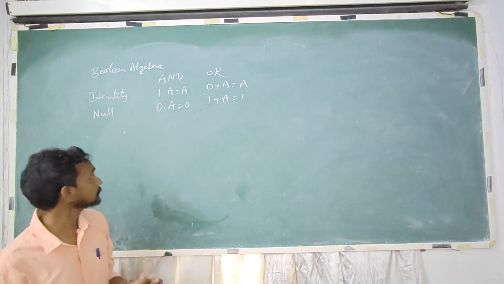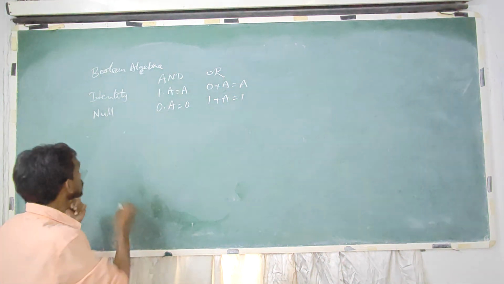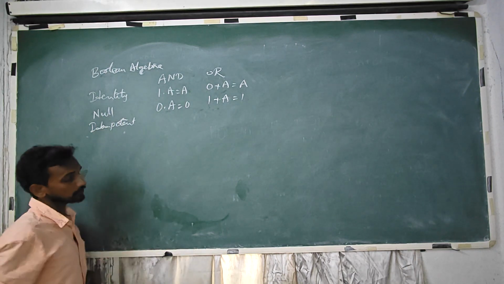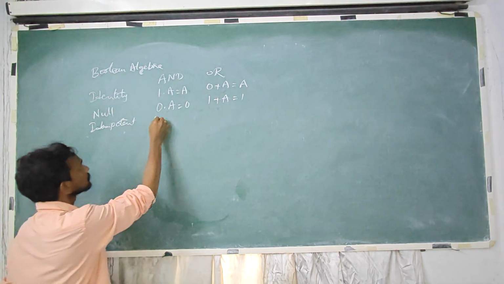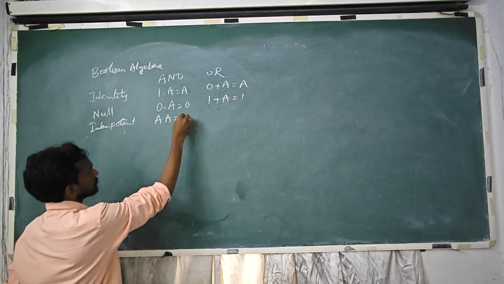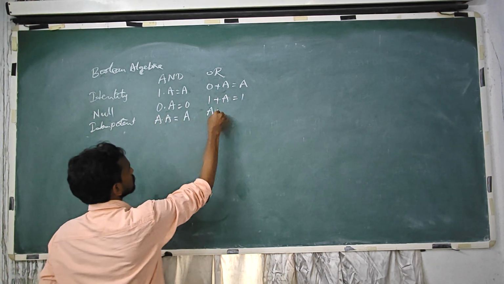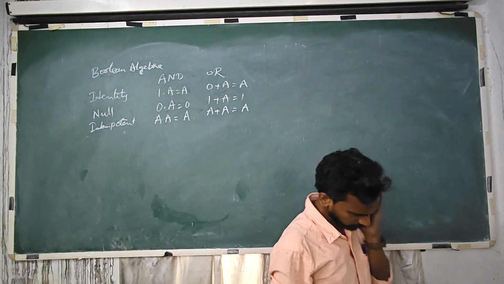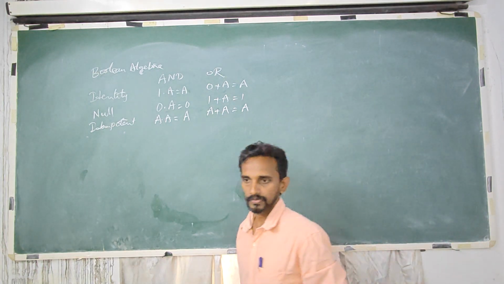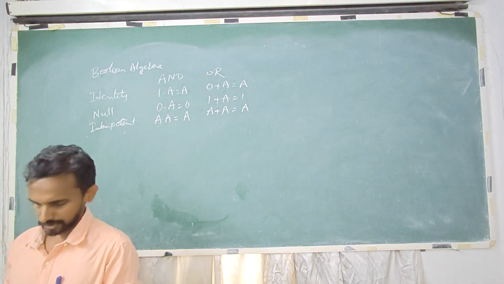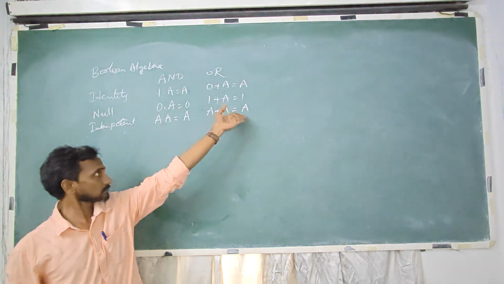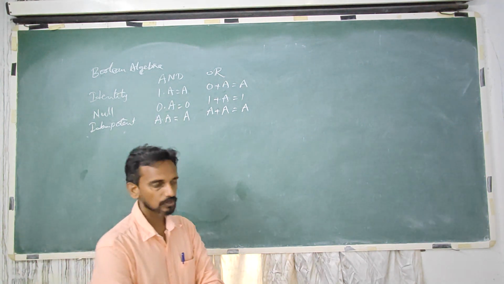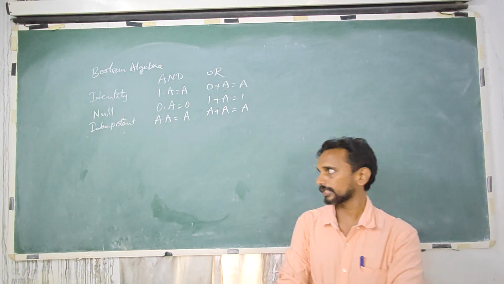Next one is the third operation, idempotent. A plus A is A. You are repeating the same operation to get the same result. So if you add the same number to the same number, you get the same number as output. So A plus A is A, and A into A is also A.